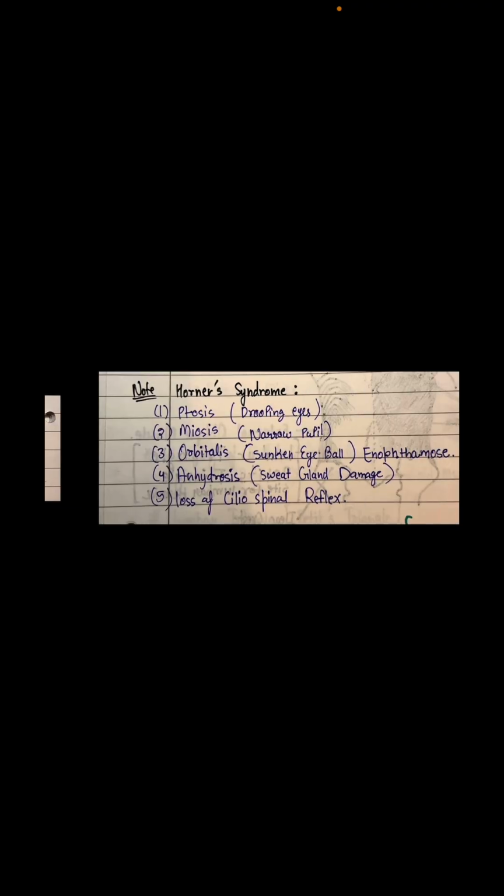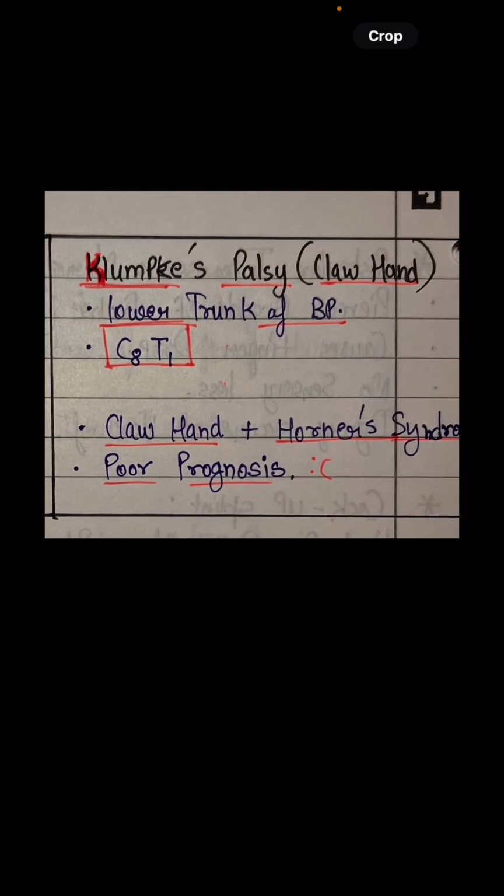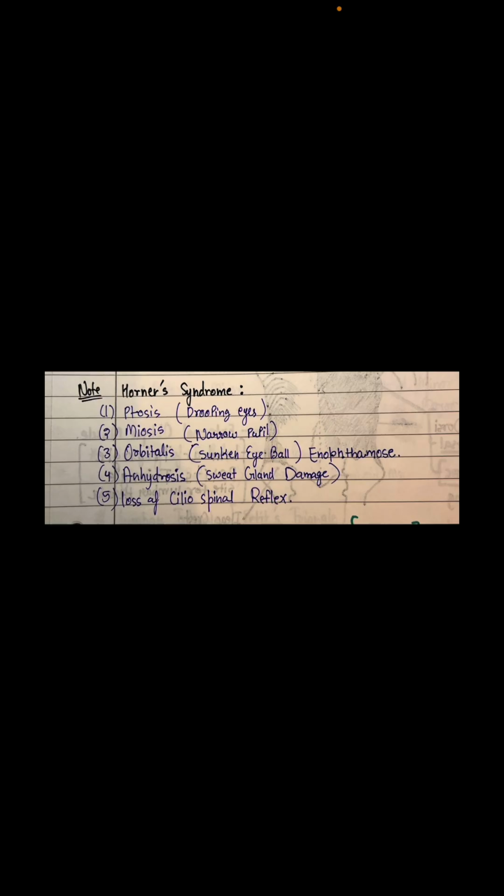Next, we are going to see Horner's syndrome in the cases of Klumpke's paralysis. So what is Horner's syndrome? Ptosis, miosis, the sunken eyeball, anhidrosis, loss of the ciliospinal reflex. These are the problems which we are going to see in the patient with Klumpke's paralysis. Next, let's move to some questions.